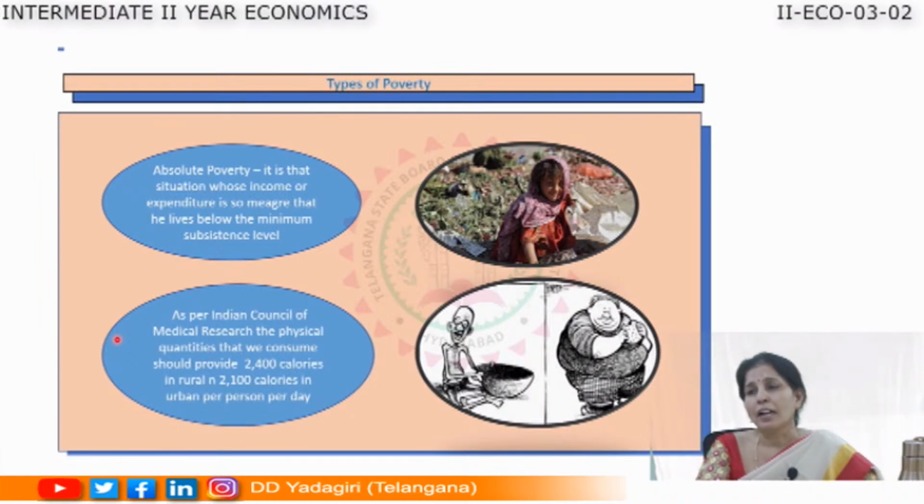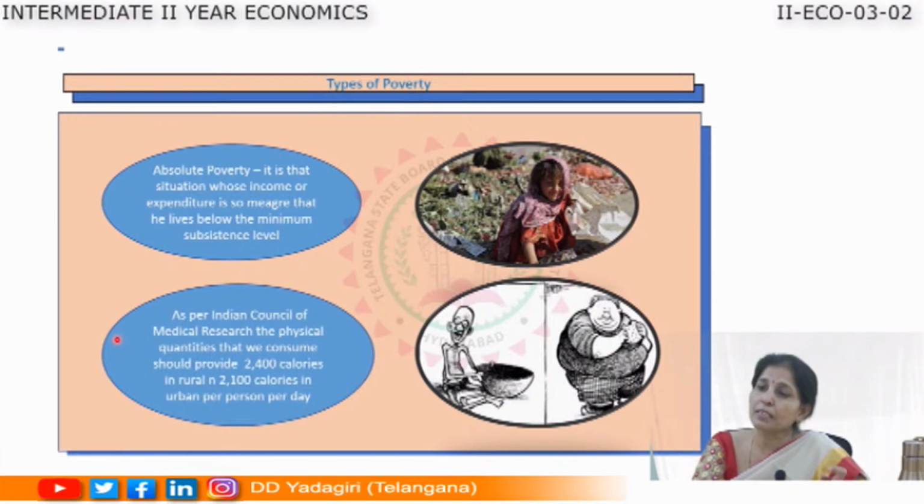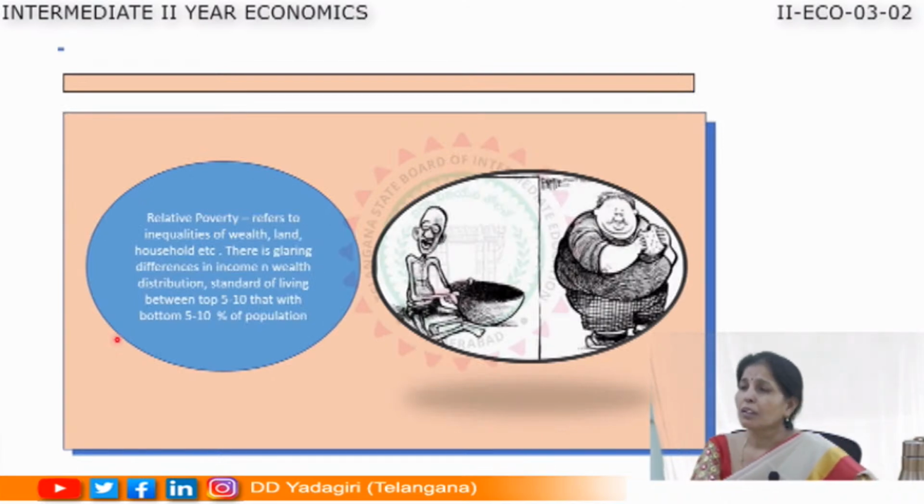This has been analyzed by the Indian Council of Medical Research. They have measured it in terms of physical quantities, that is the food that we should consume. The food that we consume should provide us 2,400 calories per person per day in rural areas, and 2,100 calories per person per day in urban areas. This is absolute poverty. The next one is relative poverty.